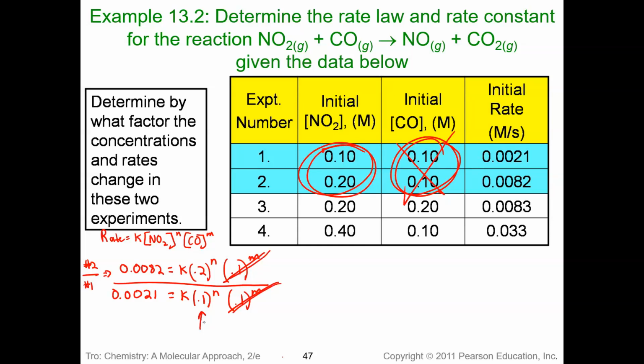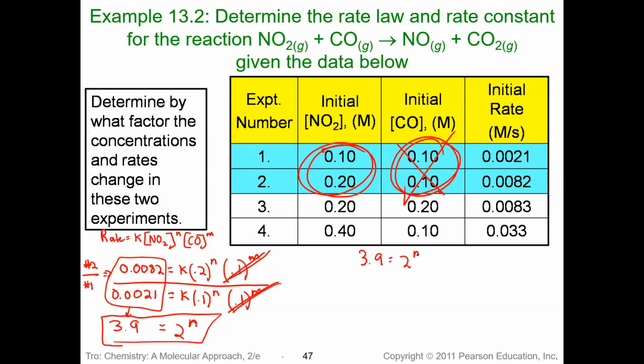Okay, now when we do this math, when I divided these two, I get 3.9. And when you take 0.2 divided by 0.1, you get 2. Just put that in your calculator. And it's to the N. So this is our equation right here: 3.9 equals 2 to the N.